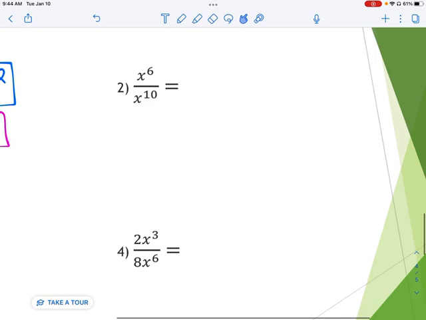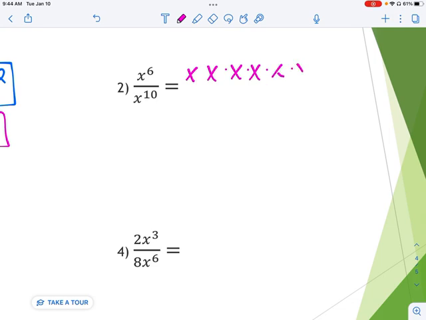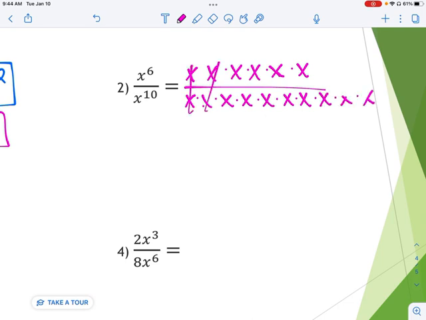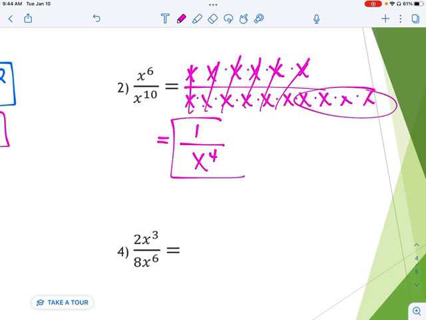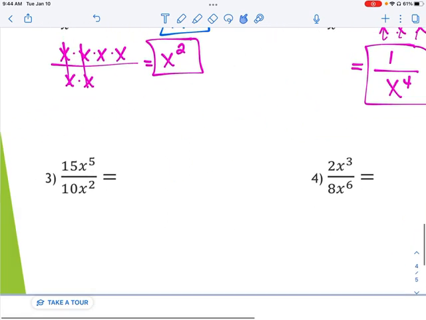Okay, number 2, when we look at this problem, we have 6 x's in the top, you have 10 x's in the bottom, and when we go to cancel, that is going to leave you with 4 x's in the bottom, but since we canceled everything from the numerator, we'd have to have that 1 there.